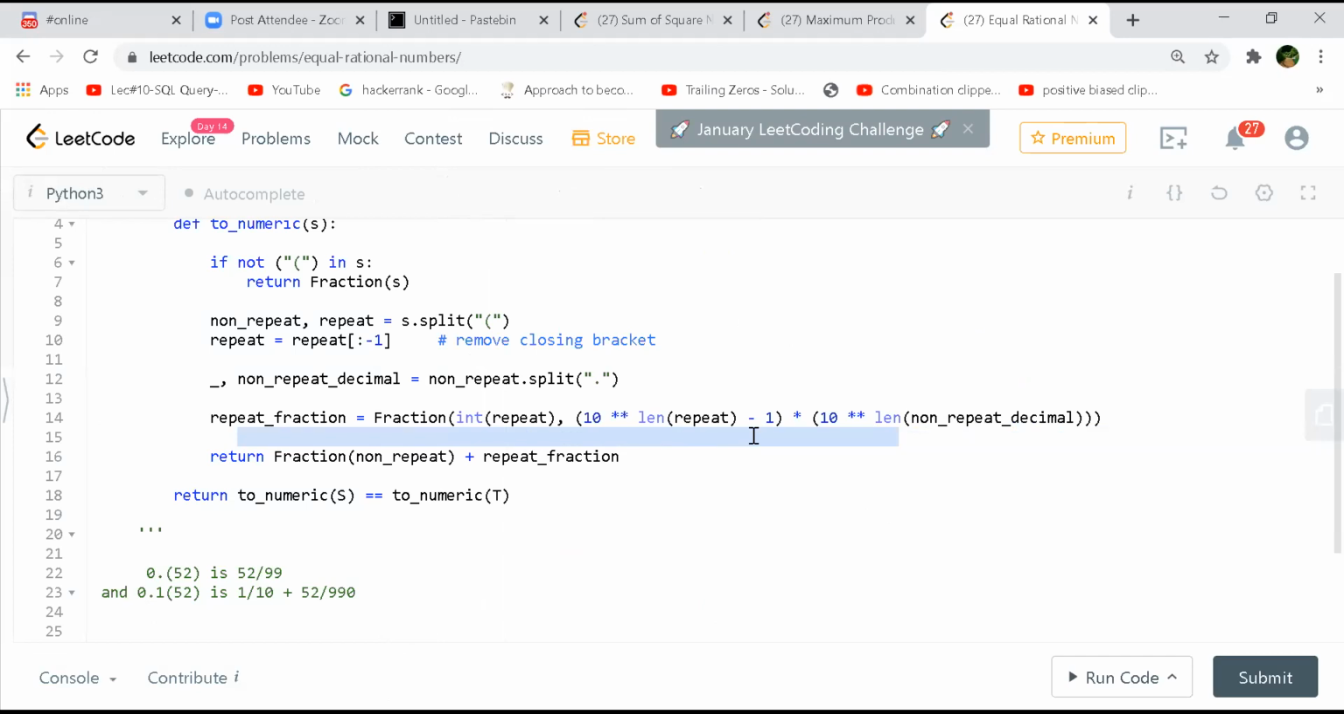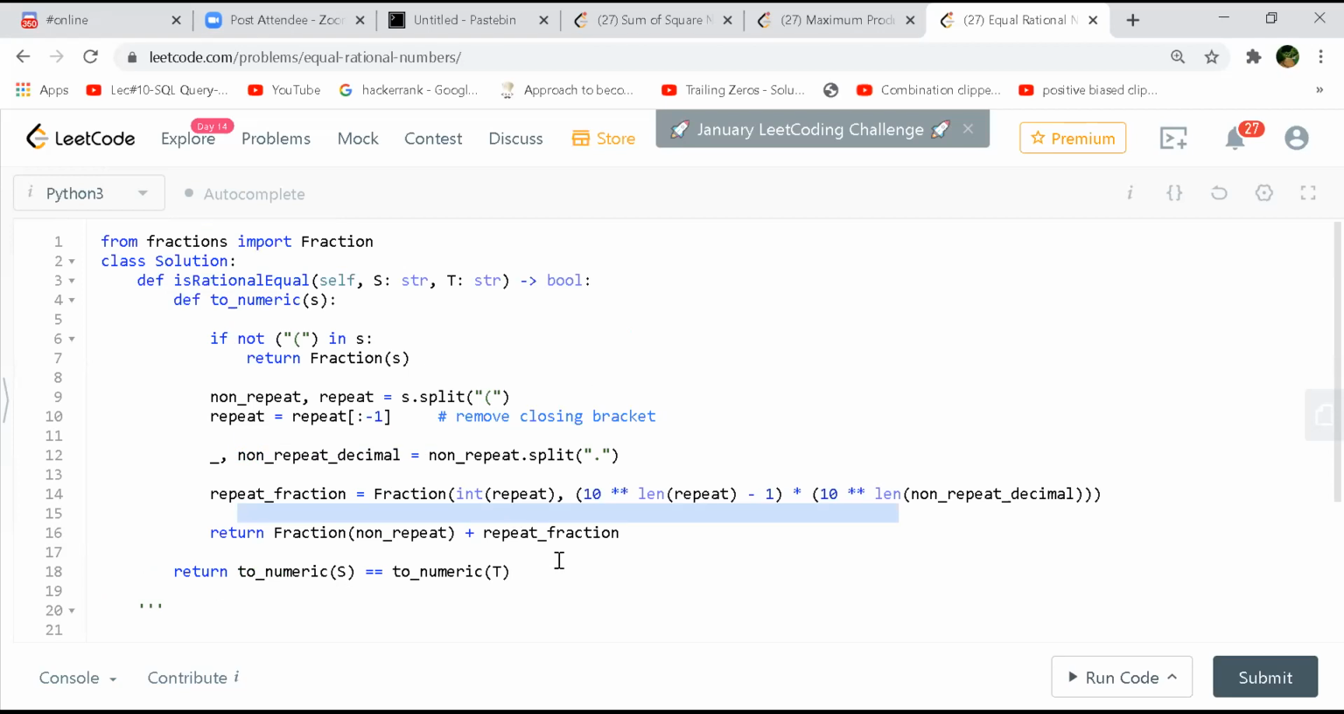The repeat fraction you are adding on line 16 to the non-repeat one, and then you are returning it together. So when you add them, both of these numerator and denominator might be getting added in that object, right? This is what I'm importing from fractions. Oh, you have a fraction that is a class already defined.